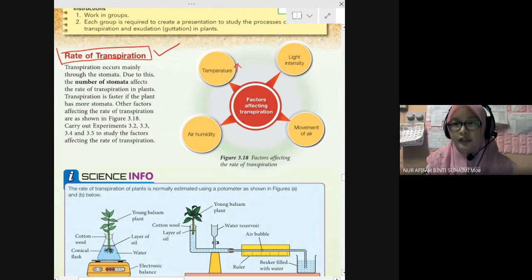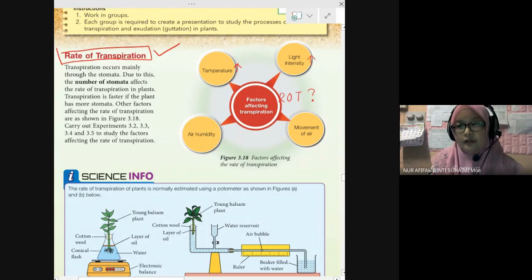Rate of transpiration, does it increase or decrease? What happens to the rate of transpiration if light intensity increases?